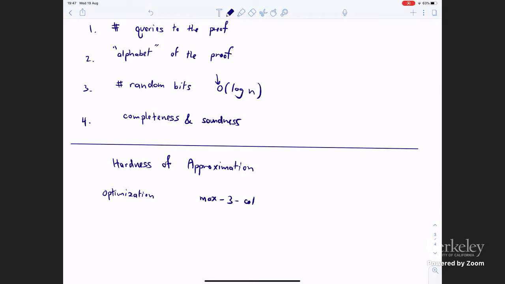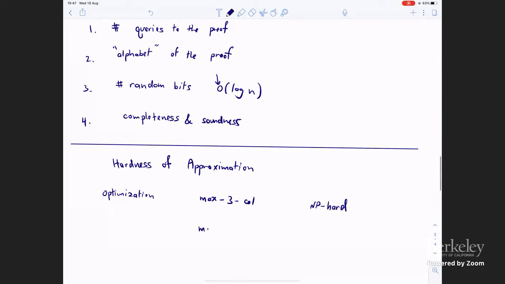Okay, so we already know that this optimization problem is NP-hard, because it's NP-hard to decide if you can satisfy 100% of the edge constraints or less than 100%. So we know it's NP-hard for this case.